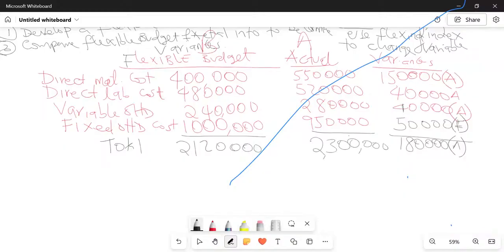So, ladies and gentlemen, could you kindly confirm whether your total variance will still be 180,000 if you took the budget minus this total actual? If you took 2,120,000 minus 2,300,000, is it agreeing? Yeah, it's agreeing. But of course, we are only able to do that kind of reconciliation here in class.